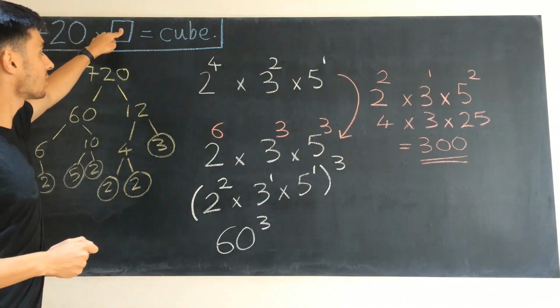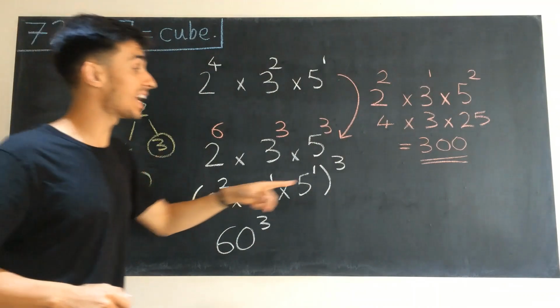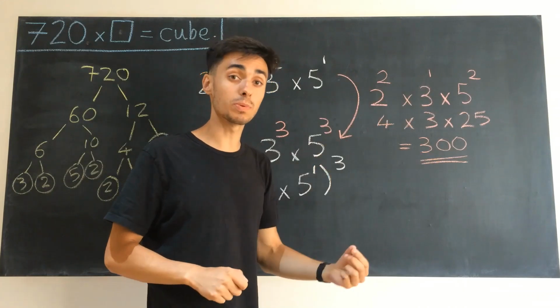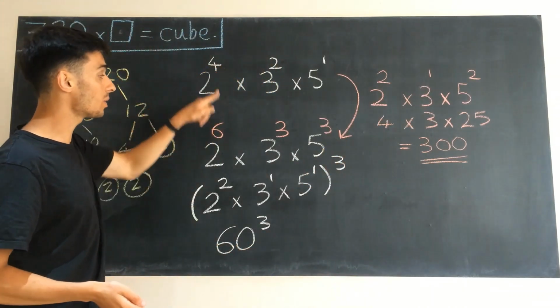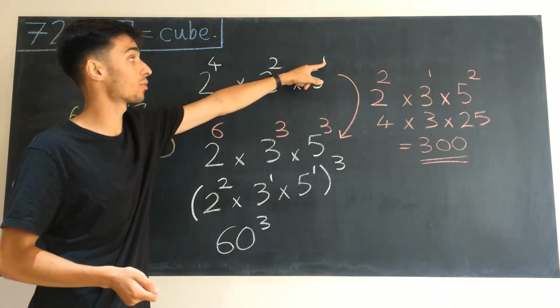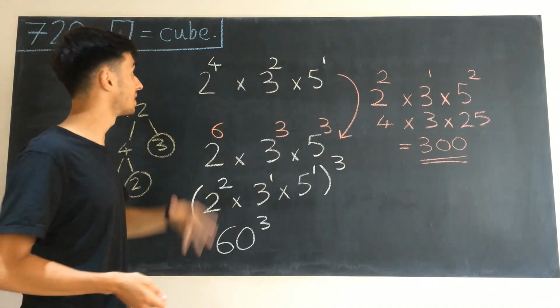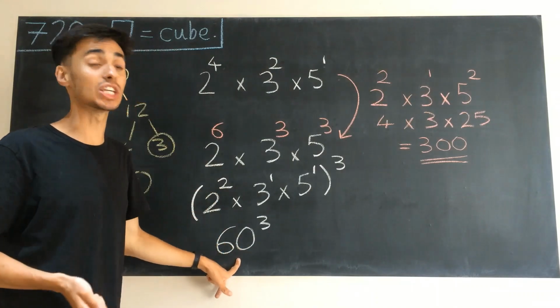When you times 720 by 300, that gets you a cube number. It's the smallest possible cube number because we only went up to the next multiple of 3 with each of the powers, and that number is 60 cubed.